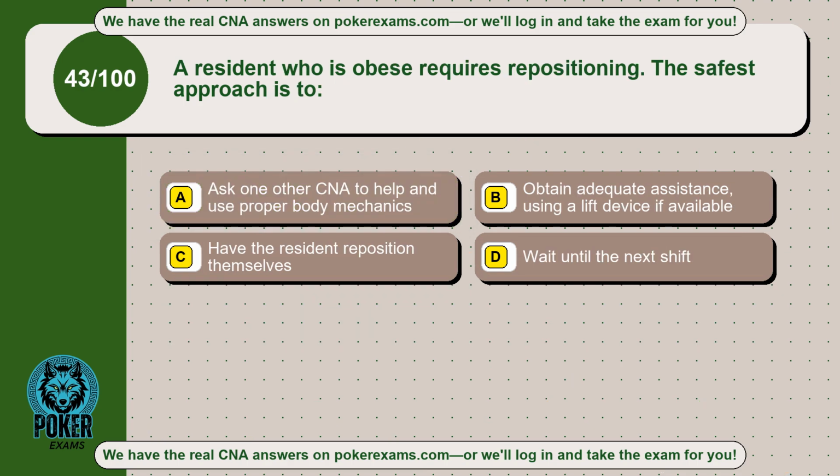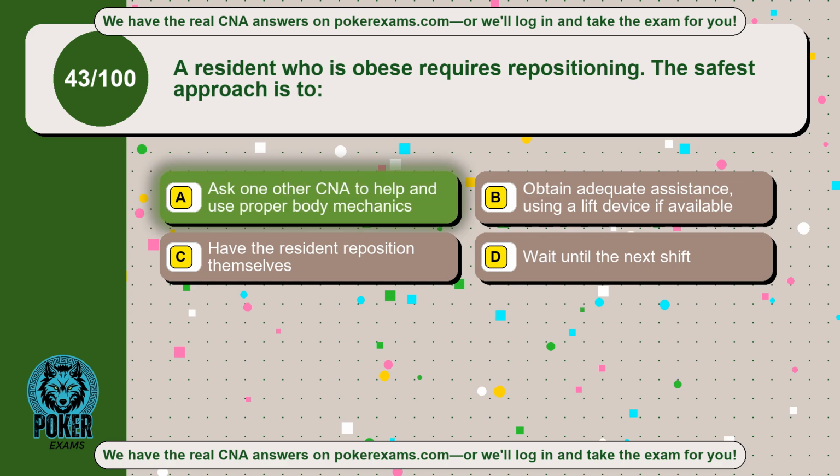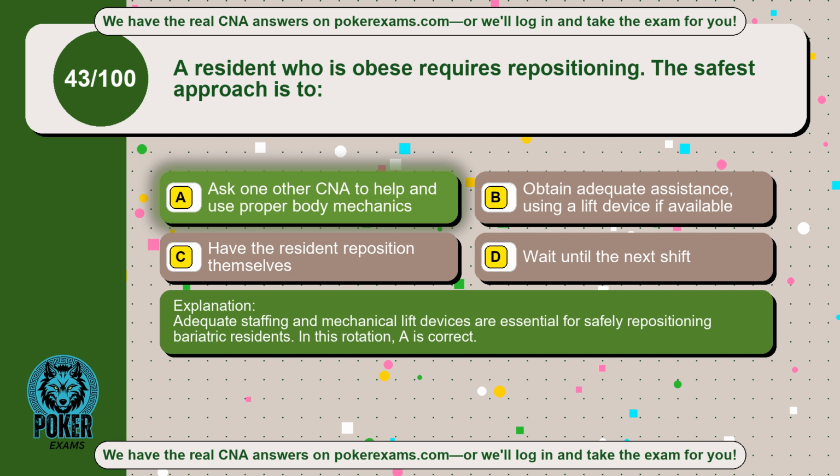Question 43. A resident who is obese requires repositioning. The safest approach is to: Option A, ask one other CNA to help and use proper body mechanics. Option B, obtain adequate assistance, using a lift device if available. Option C, have the resident reposition themselves. Option D, wait until the next shift. The correct answer is option A. Ask one other CNA to help and use proper body mechanics. Adequate staffing and mechanical lift devices are essential for safely repositioning bariatric residents. In this rotation, A is correct.